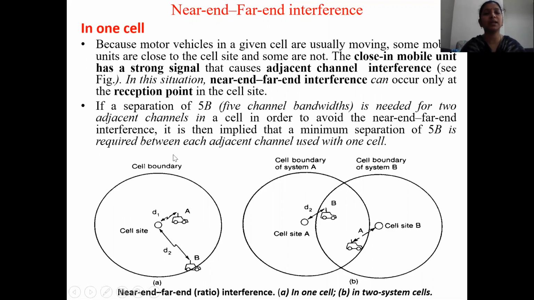So when we are assigning the frequency within the cell, there is a requirement that the adjacent channels must be separated with a bandwidth of 5B. This is the case of one cell.